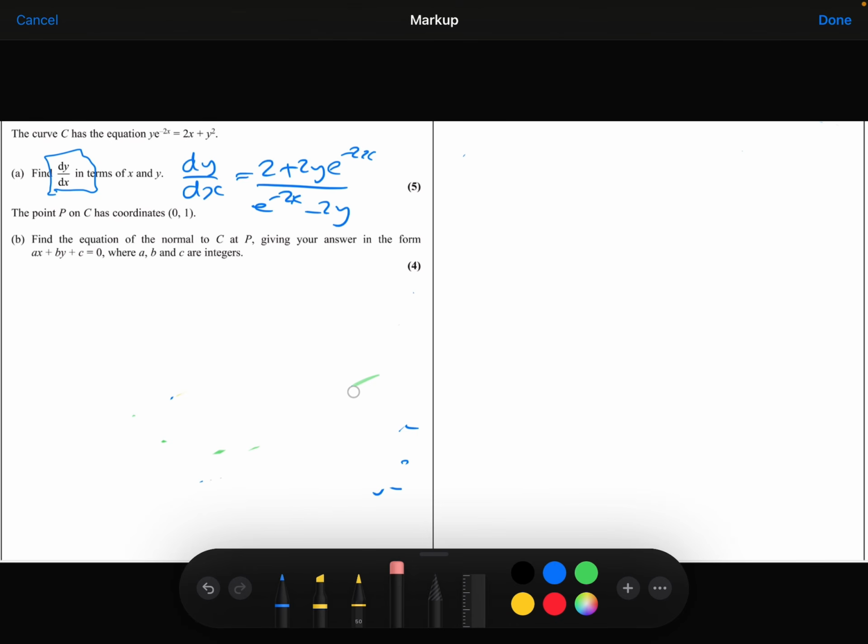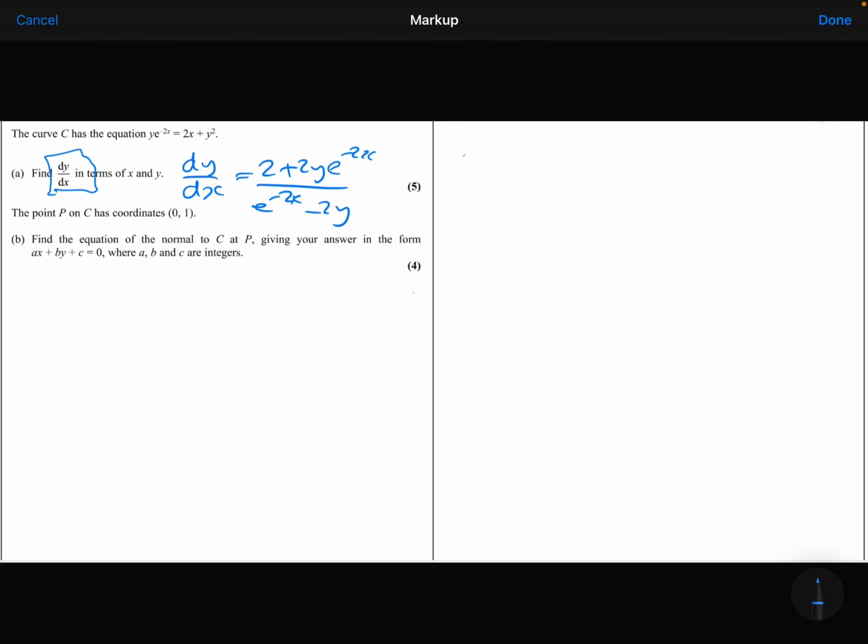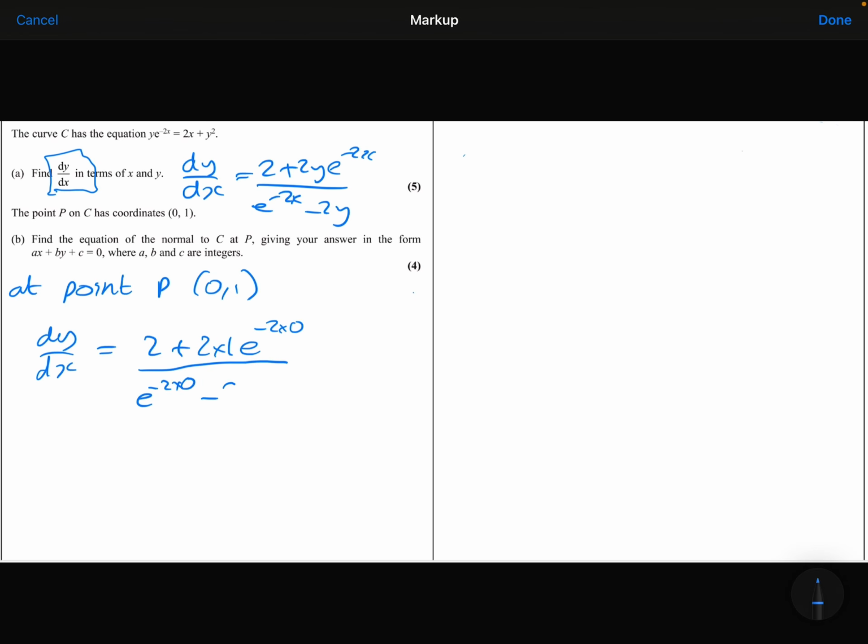So I can use that gradient function to work out the gradient of the curve at point P. So at point P, 0, 1, dy by dx is going to equal 2 plus 2 times 1 e to the minus 2 times 0, divided by e to the minus 2 times 0 minus 2 times 1. So that's me just substituting the x and y into that gradient function.